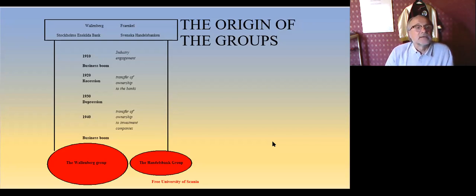In the 1910s, they started with a lot of industry engagement. They were engaged in supplying financing, especially debt, but also equity. That was possible then. There was a business boom. They made a lot of money. Then came the recession. It was a total crash. Then a lot of shareholders lost their ownership to the bank. So the bank assumed a lot of ownership in these corporations.